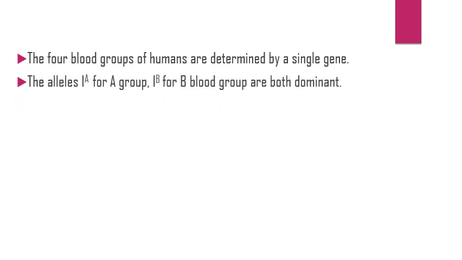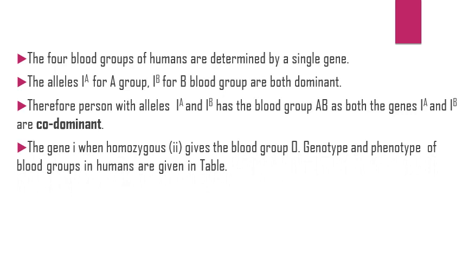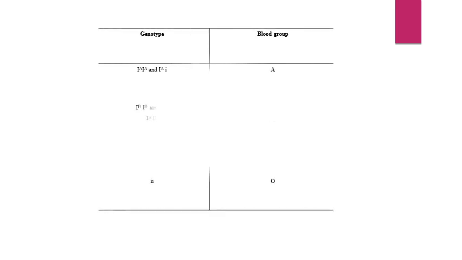The allele IA for A group and IB for B group are both dominant. Therefore, a person with alleles IA and IB has the blood group AB, as both the genes IA and IB are codominant. The gene small i, when homozygous, gives the blood group O. So, the genotype and phenotype of blood groups are given in this table. You can see and compare them and try to figure it out.